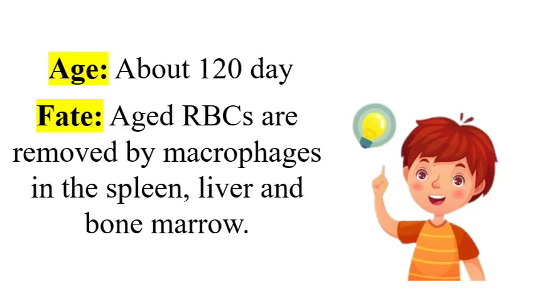So, a clinical note: we couldn't transfuse our blood to another person in a period of less than 4 months. Why? Because the new RBCs have not yet formed.